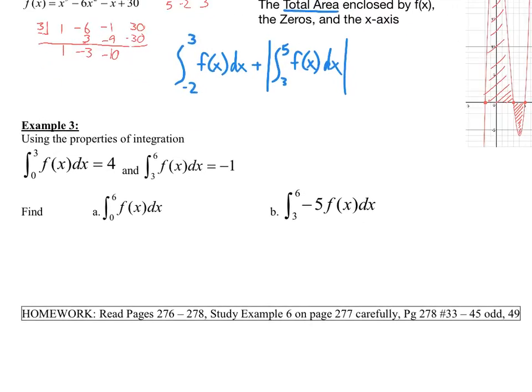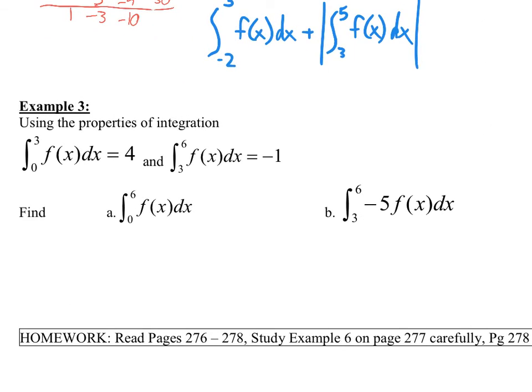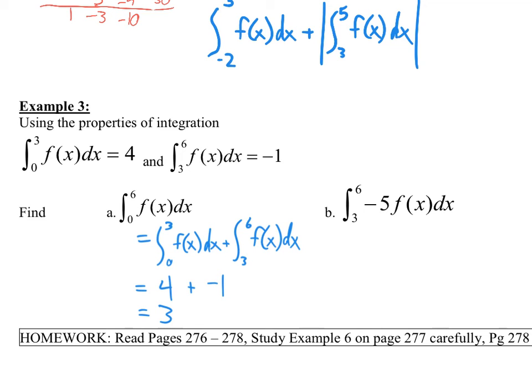All right, so then we have this one here, using the properties of integration. If we know the integral from 0 to 3 is 4 and the integral from 3 to 6 is -1, what's the integral from 0 to 6 going to be? 3. Yeah, it's going to be 3. We're going to take the integral from 0 to 3 and add to it the integral from 3 to 6. So of course that's 4 plus -1 and we get 3.